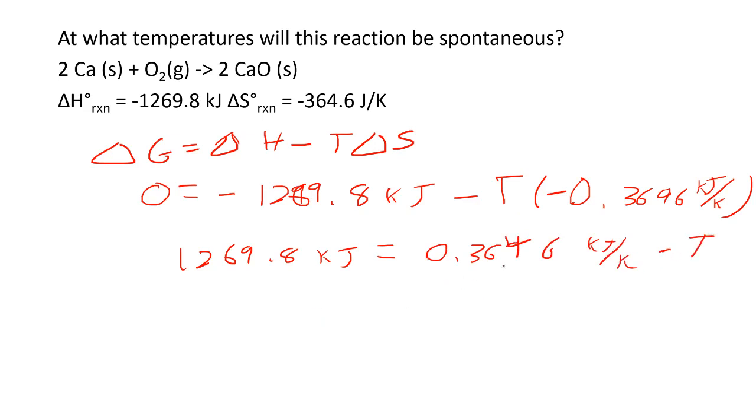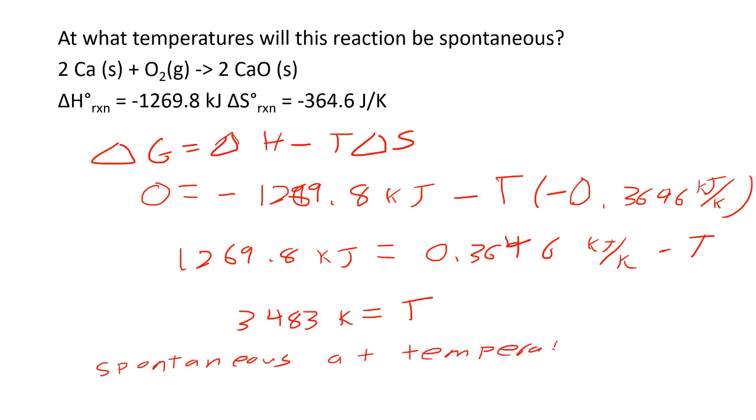We're then going to divide both sides by this 0.3646, and we're going to get that we have a temperature of 3,483 Kelvin is equal to our T. Note that this is not a final answer. You're not quite done yet. We actually have to use some words here. So this reaction will be spontaneous at temperatures below 3,483, and that's part of the answer because we have to make sure we looked at the signs.